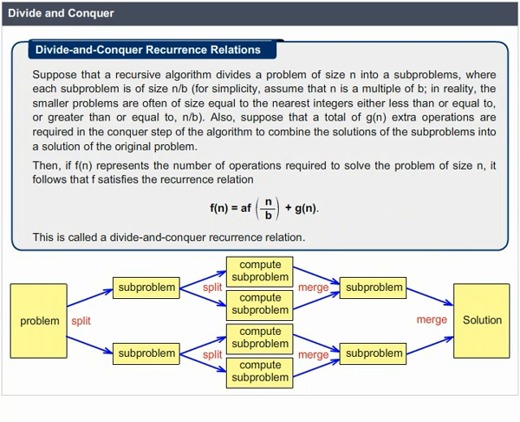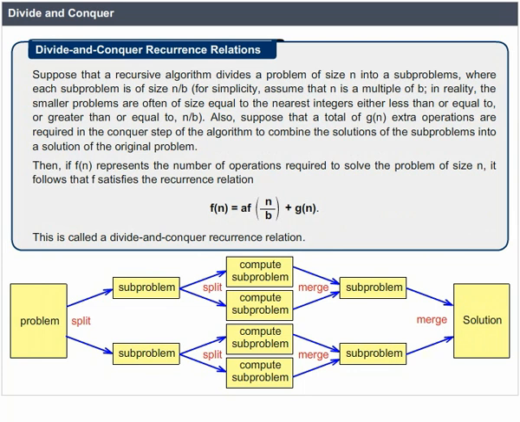Also, suppose that a total of g(n) extra operations are required in the conquer step of the algorithm to combine the solutions of the subproblems into a solution of the original problem. Then, if f(n) represents the number of operations required to solve the problem of size n, it follows that f satisfies the recurrence relation f(n) = a f(n/b) + g(n). This is called a divide and conquer recurrence relation.